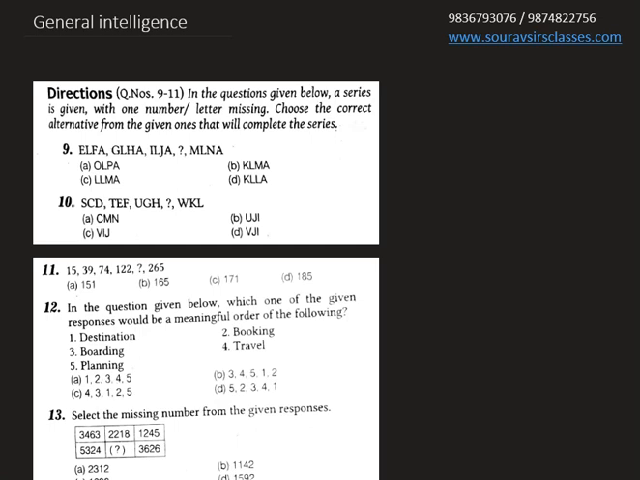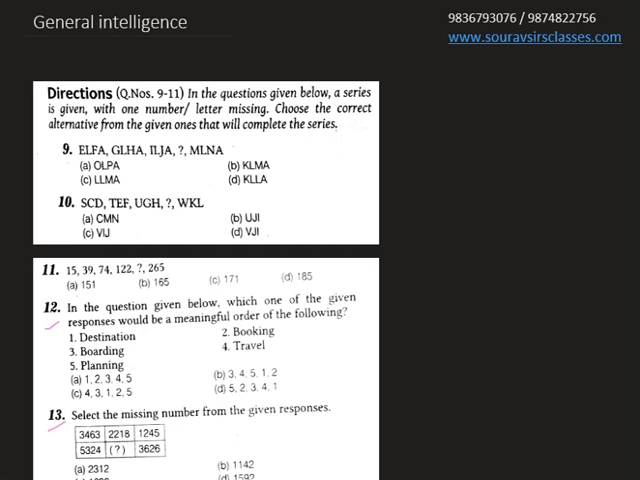Today we are going to solve some questions based on general intelligence. General intelligence is one of the most important portions in any competitive examination, and it only requires your numerical skills with respect to some reasoning skills. So first of all, here we are given some alphabetical series, and then one question from numerical series, and then some questions based on simple reasoning.